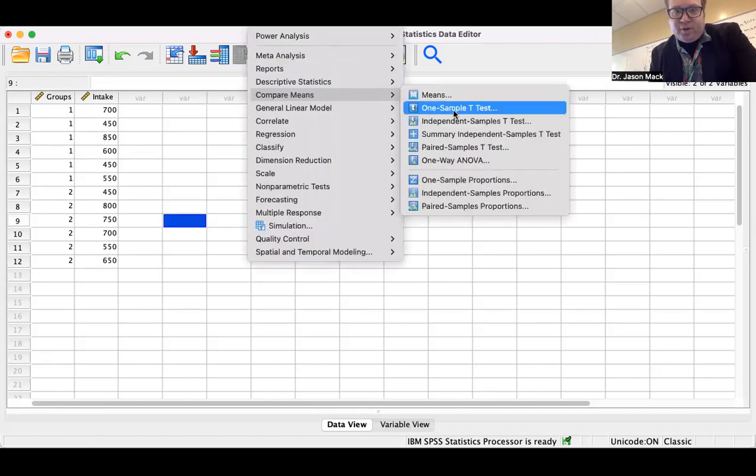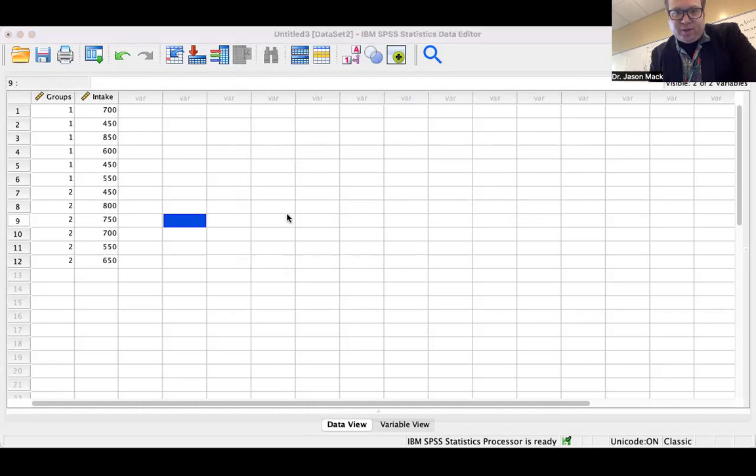Analyze, compare means, independent sample t-test. Intake goes here, groups go here. And then define groups, 1 and 2, okay. Then we get our output file.